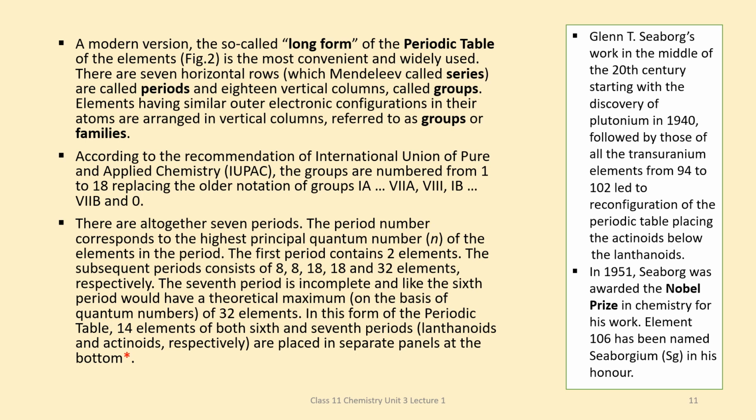Please note that Glenn T. Seaborg's work in the middle of the 20th century, starting with the discovery of plutonium in 1940, followed by those of transuranium elements from 94 to 102, led to the configuration of the periodic table, placing the actinoids below the lanthanoids. In 1951, Seaborg was awarded the Nobel Prize in Chemistry for his work. Element 106 has been named Seaborgium, symbol Sg, in his honor.